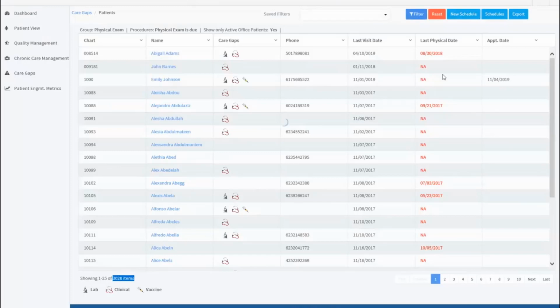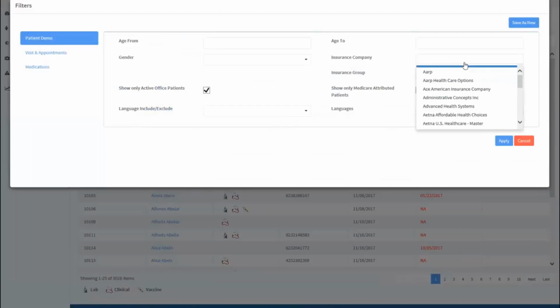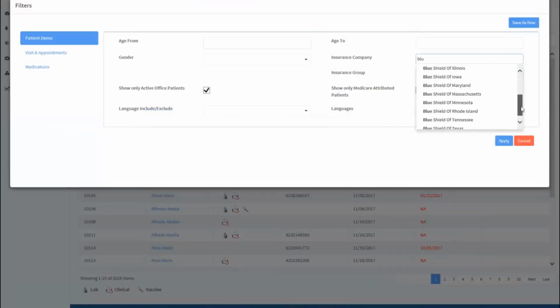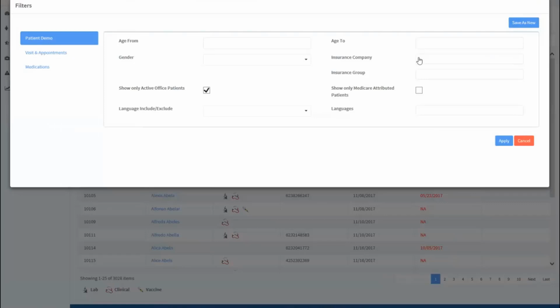I can apply a filter to this list, and then I can say, maybe let's narrow this down by insurance company. Maybe I know Blue Cross or Blue Shield pays me a bit more. I can narrow down to find just those patients. I can do it by group, so I can create a whole group of insurance. So if I want to just narrow down by my private pay insurances, include all those insurances in private pay, I can do that.